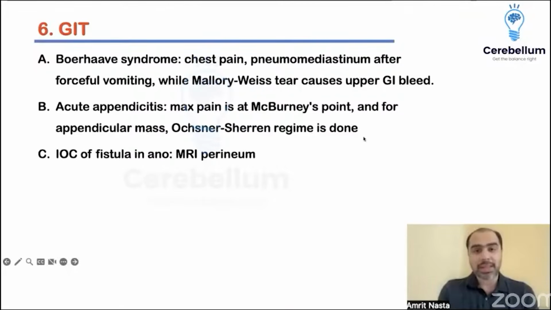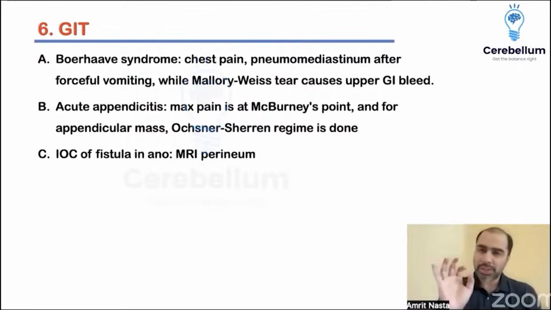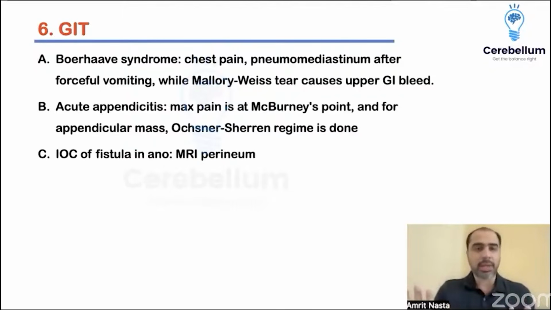But a Mallory-Weiss tear happens due to repeated vomiting and retching after binge drinking. So there will be a tear of the mucosa at the GE junction. So he just gets little hematemesis. Okay. Boerhaave, there is chest pain. Mallory-Weiss tear, there is hematemesis. Mallory-Weiss tear is self-limiting. Nothing happens normally. The bleeding stops.